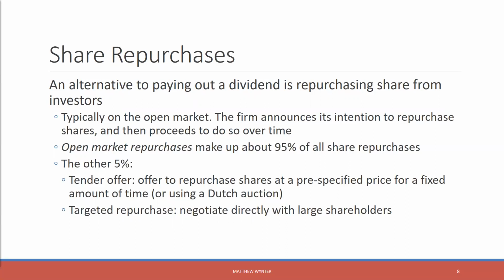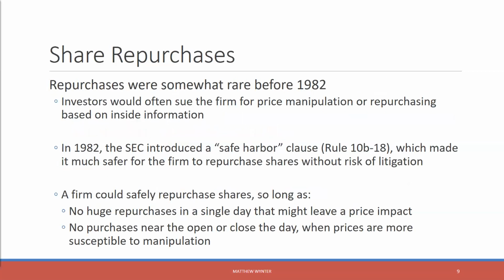There are smaller events that occur that are also economically impactful. One is a tender offer. This is the offer to repurchase shares at a pre-specified price for a fixed amount. And then there's a targeted repurchase, where you'll negotiate with a really large shareholder to figure out the appropriate price to buy their shares.